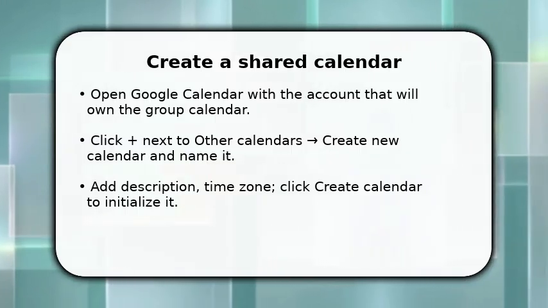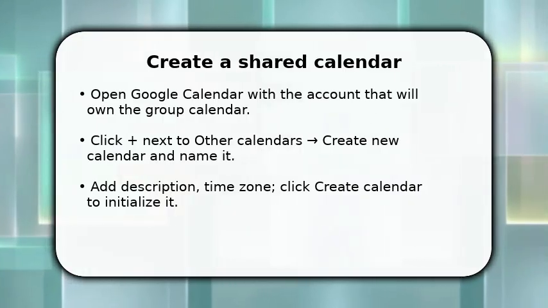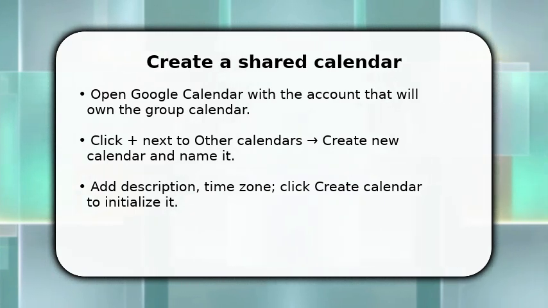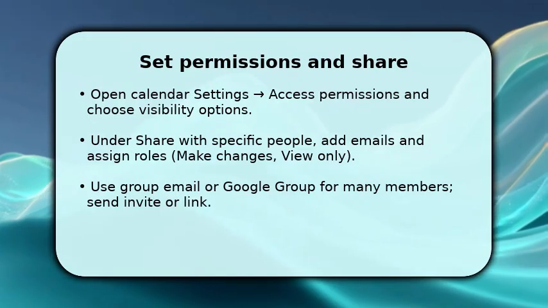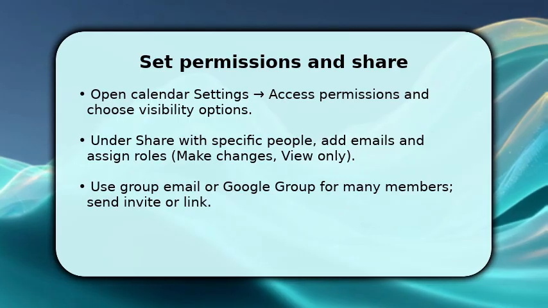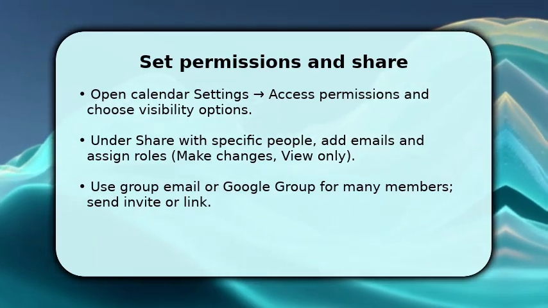This step instantiates a separate calendar rather than using your personal one, which keeps group events organized and permissions manageable. Once the calendar exists, configure who can see and edit it. Go to Settings for the new calendar and review access permissions to decide public or restricted visibility. Then use Share with specific people to add members by email.